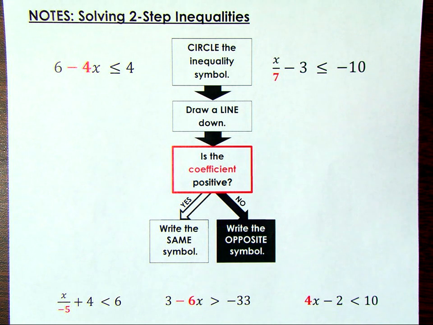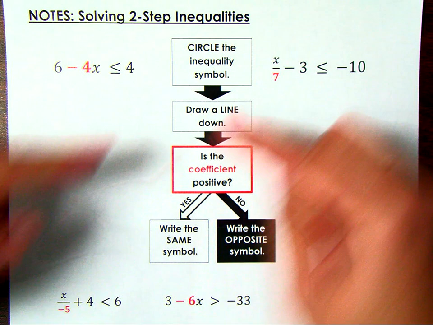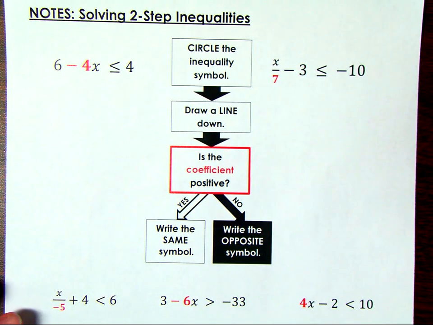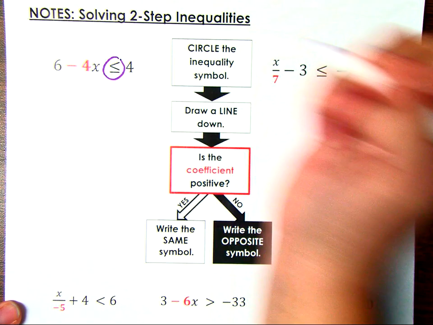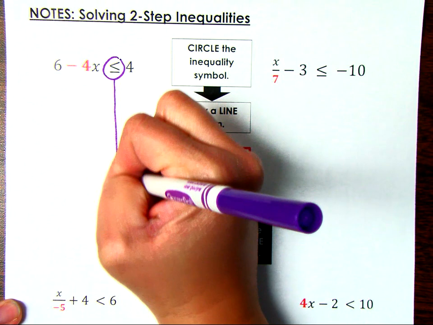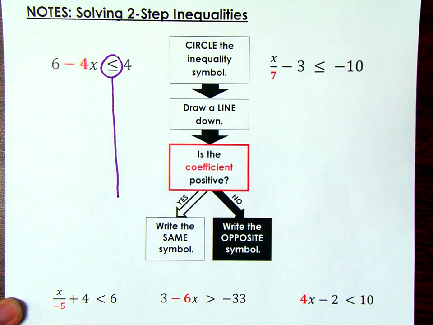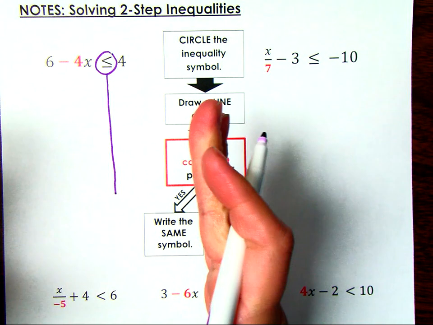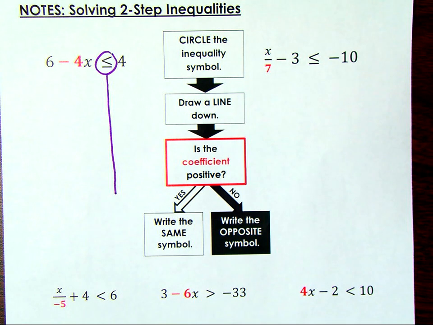So solving two-step inequalities is very similar to solving two-step equations. There's just one extra step. So these are your steps, kind of like your checklist. So let's look and see what we're doing. It says first circle the inequality symbol. So I'm going to circle the inequality symbol and draw a line down. What this is doing, just like what we did with equations, we drew that line down between the equations to separate the two expressions on the side of the equation to help us say what we do to one side, we do to the other. So this is just kind of a visual to help you out.